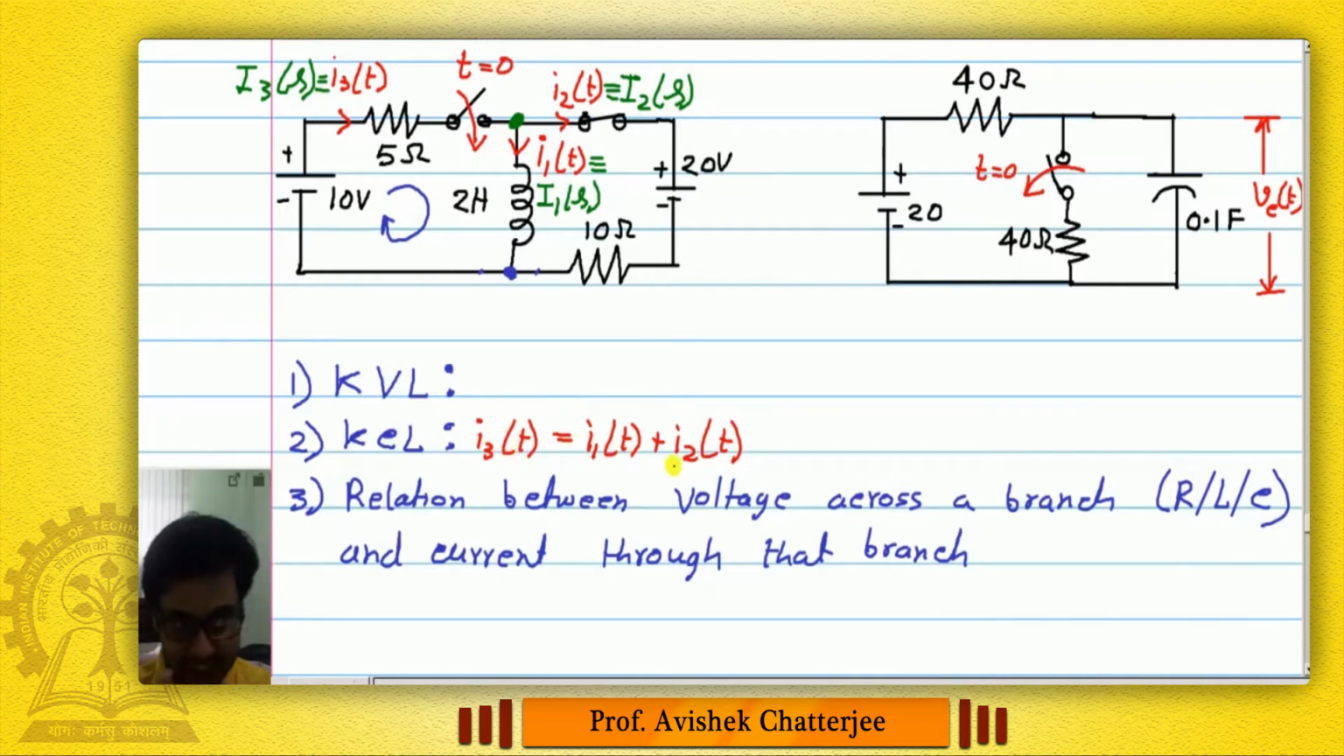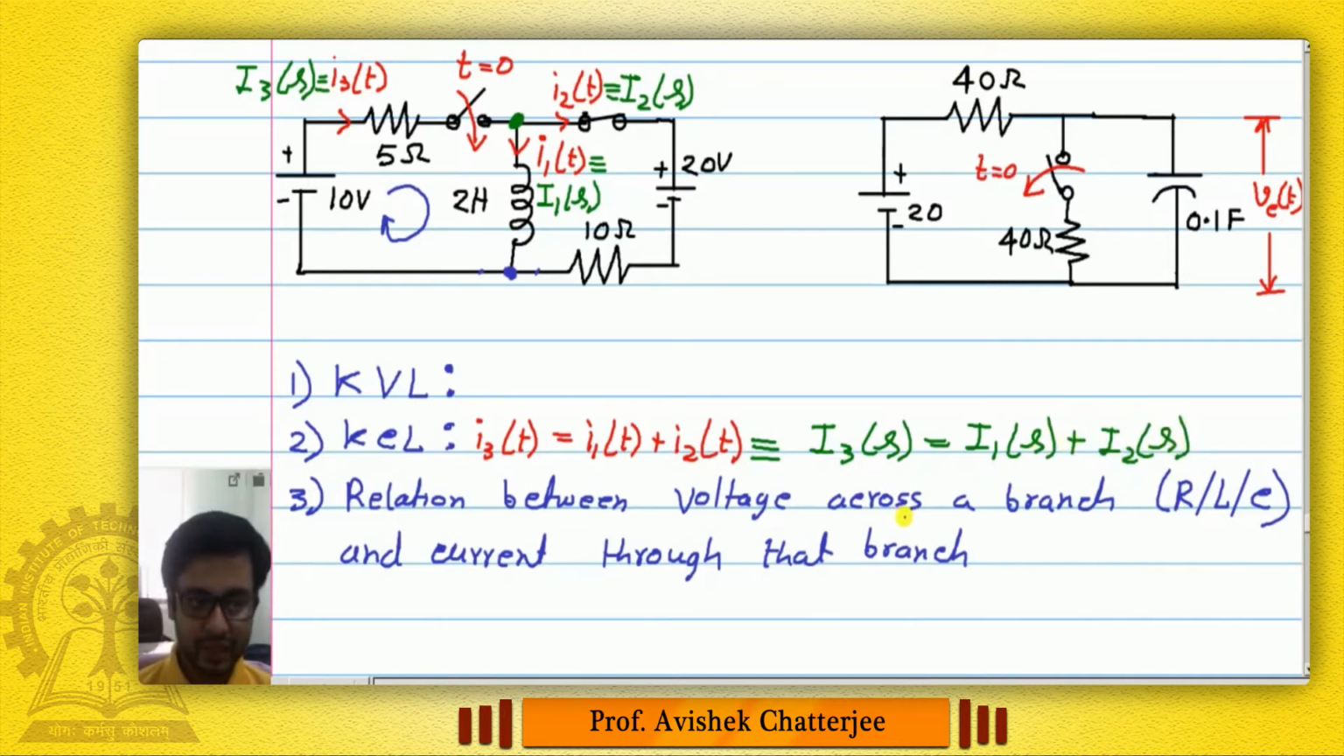both the sides in this equation, then we can write from this capital I3(s) is equal to capital I1(s) plus capital I2(s). Okay, so this is the relation between the Laplace transform of these three currents. We will call this Kirchhoff's current law in S domain, Laplace domain. It looks exactly similar to normal Kirchhoff's current law.